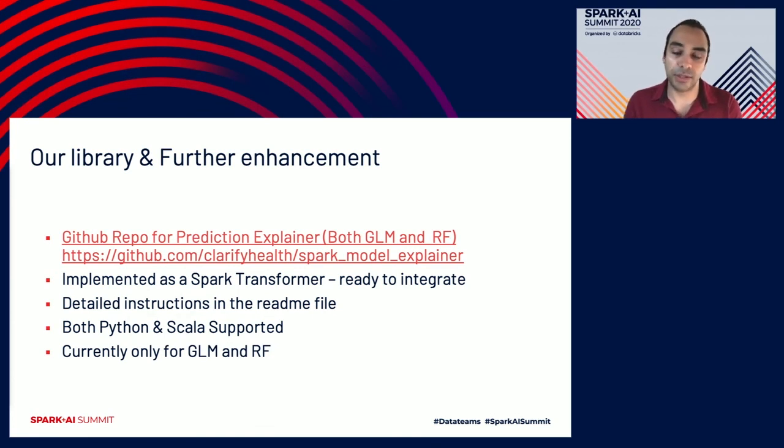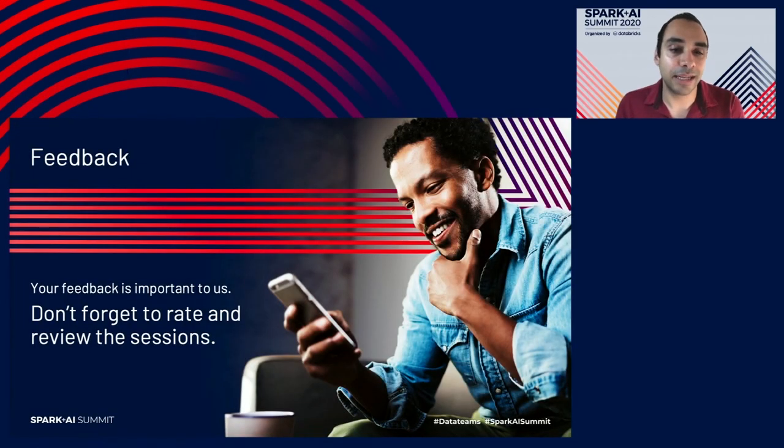They're ready to integrate. Just drag and drop the transformers into your projects, into your pipelines, and instructions are on the README files. Currently, we only have support for generalized linear models and random forests. But as I said, any ensemble tree is within reach. We just haven't done it. These are fairly recent developments. So if you want something, or if you have suggestions for additions, please let us know. And that's it. We'll be glad to take your questions.